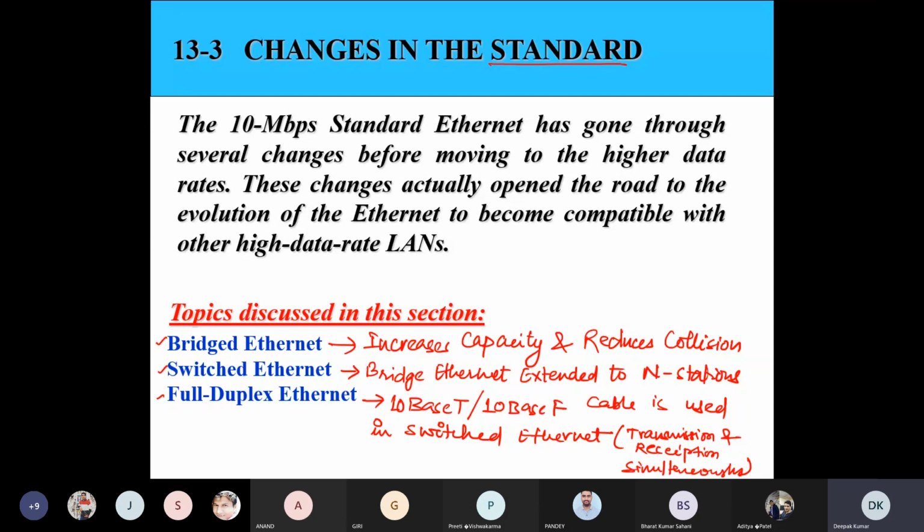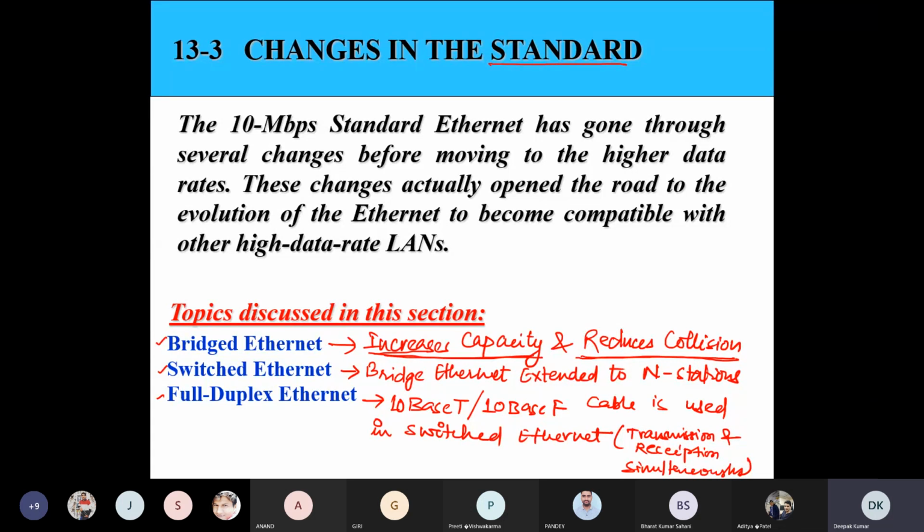Now think of another situation. See the diagram. What does this technique improve? Basically it increases capacity and reduces collision. Bridged Ethernet, the use of a bridge in the Ethernet network, improves the capacity and reduces the collision.